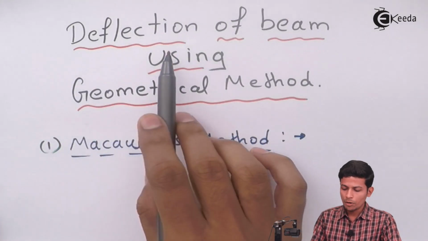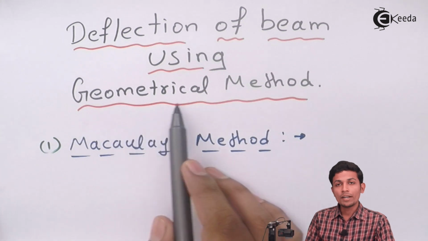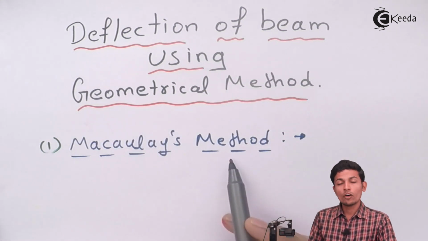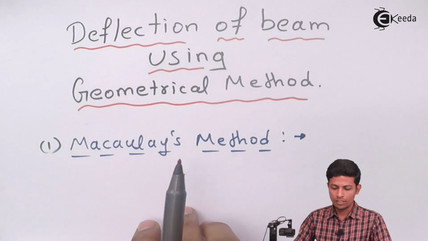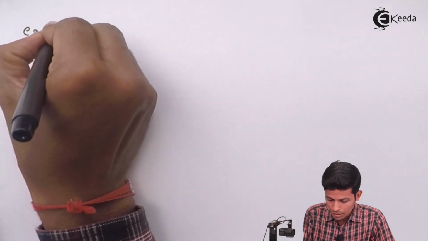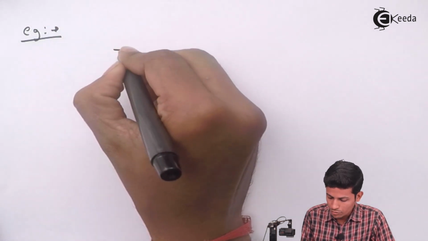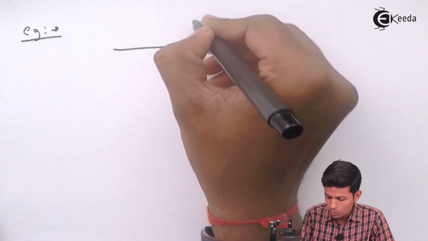Now see, this is the chapter deflection of beam using geometrical method. In that we are seeing Macaulay's method. First of all, I am explaining what slope and deflection are. Take one example over here. This is one rod. This is just an example for better understanding.